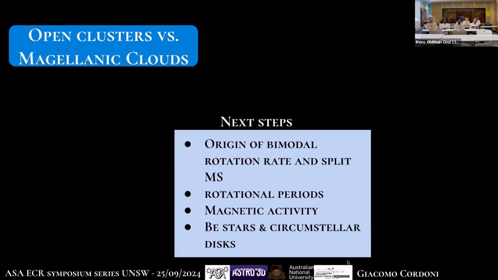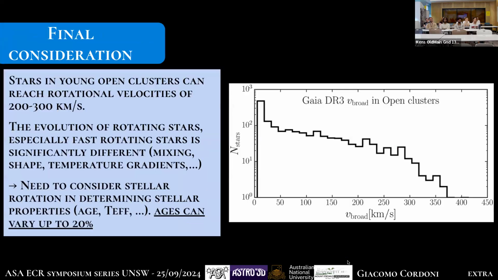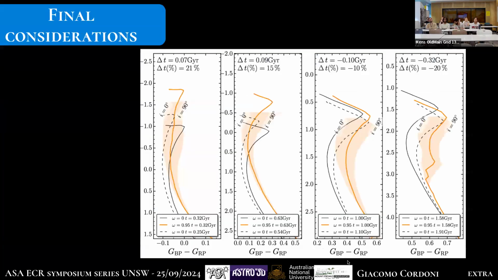So the last remark that I want to make is, I hope I convinced you that star clusters host very fast rotating stars and that the evolution of fast rotating stars is different from that of non-rotating stars. So what this means is that if we want to determine properties of star clusters, we need to include at least stellar rotation in the models. And in particular, if we want to get the age right of a young cluster, we need to include stellar rotation.